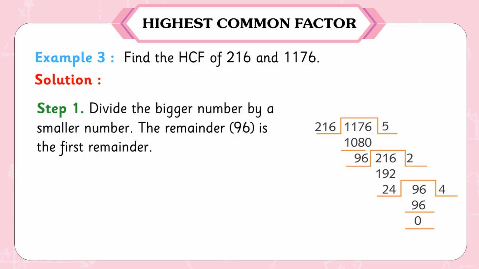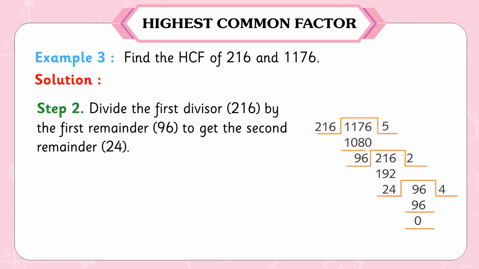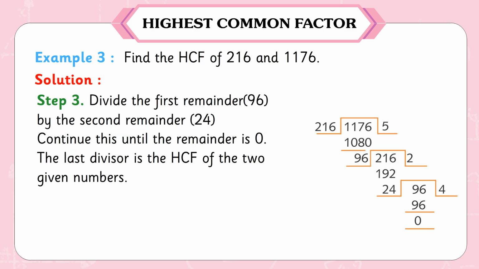The remainder 96 is the first remainder. Step 2. Divide the first divisor 216 by the first remainder 96 to get the second remainder 24. Step 3. Divide the first remainder 96 by the second remainder 24. Continue this until the remainder is 0. The last divisor is the HCF of the two given numbers.